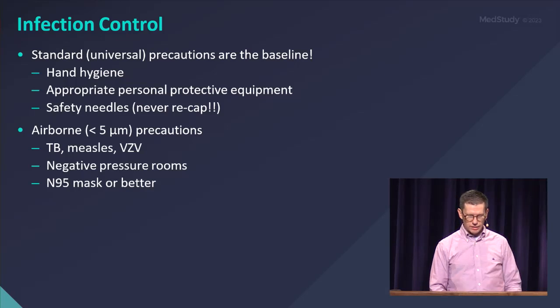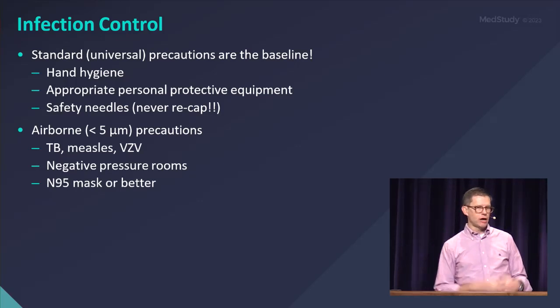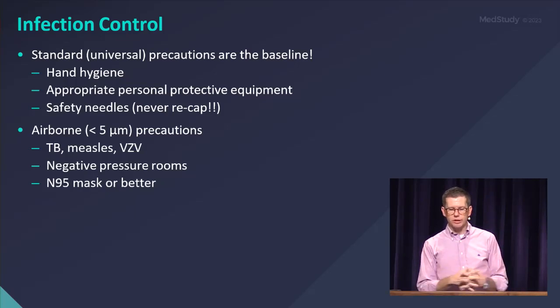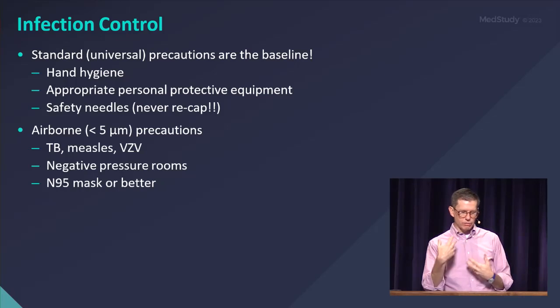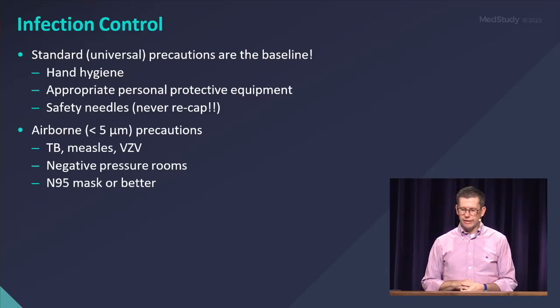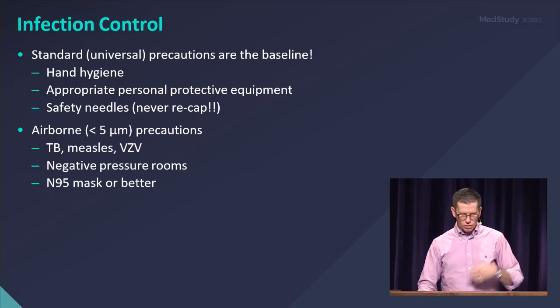So just a couple of slides on infection control. As a reminder, universal or standard precautions are the baseline for all patient care. That includes hand hygiene and appropriate PPE. One thing to remember is you never recap safety needles, in case that is asked. There are airborne precautions, contact precautions, and droplet precautions. Airborne precautions is what we typically think of for TB, measles, and varicella zoster, where they need a negative pressure room, so everything goes into the room instead of out of the room, and providers should wear an N95 mask or a more complicated breathing apparatus.